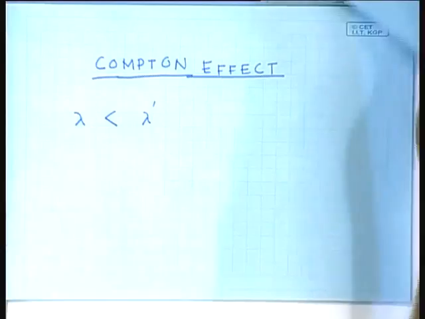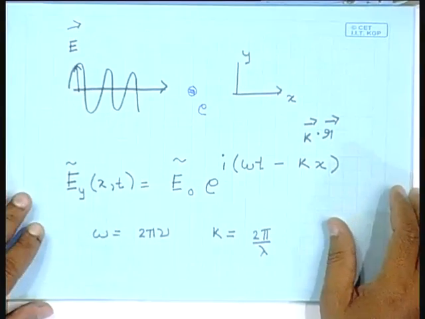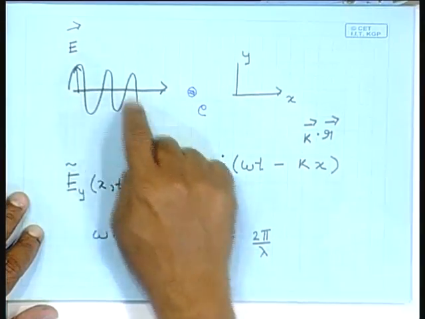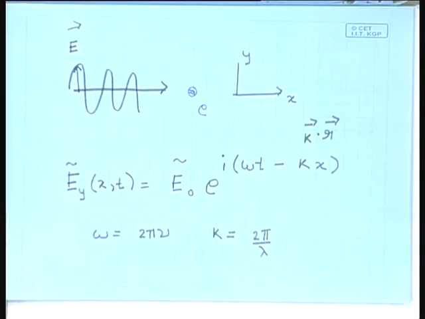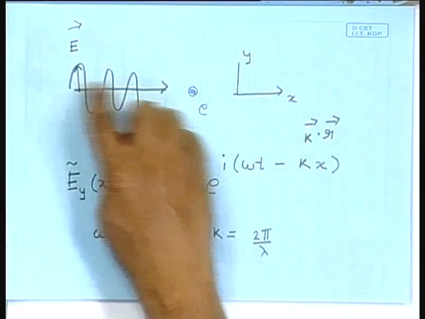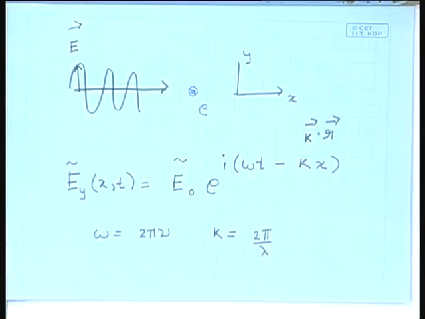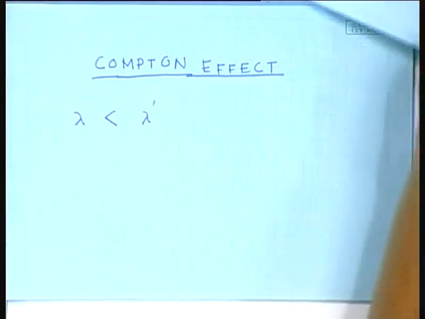Now, it is quite clear that you cannot explain this using the wave picture of electromagnetic radiation. The wave picture predicts that the wavelength or the frequency of the scattered X-ray should be the same as the one which you sent in, because the electron also oscillates with the same frequency. So, the question is, how can you explain this?